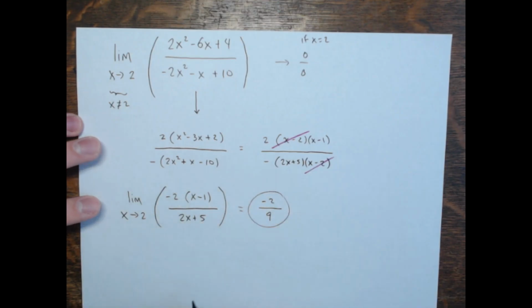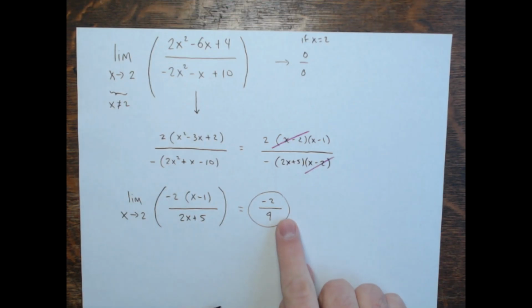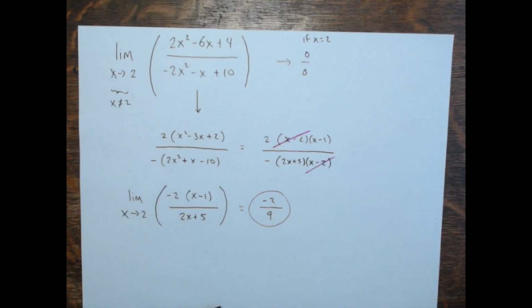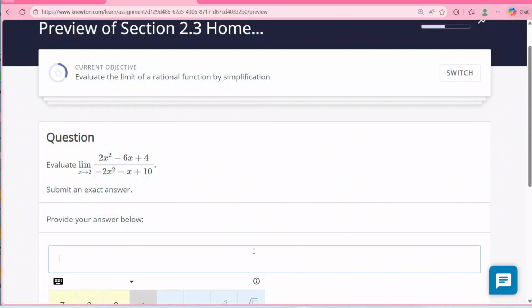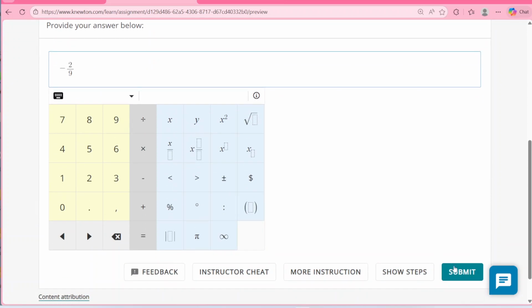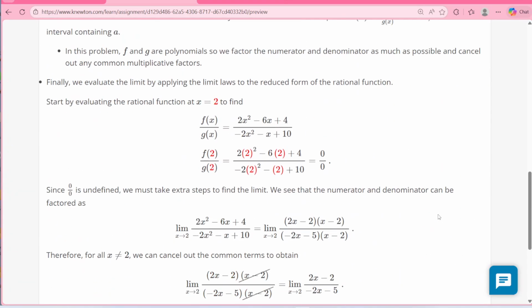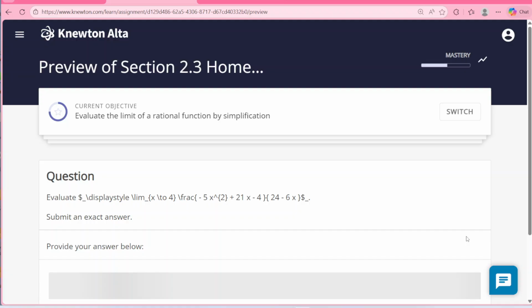So the limit's negative 2/9, or negative 0.2222222 forever, which again, you probably could have seen in a table or a graph, but if you don't know your decimals well enough, you might not have been able to say that the limit was negative 2/9. So again, just typing in negative 2/9 there, cool. Read through the answer explanations.